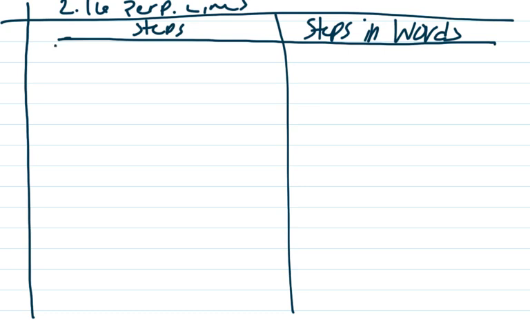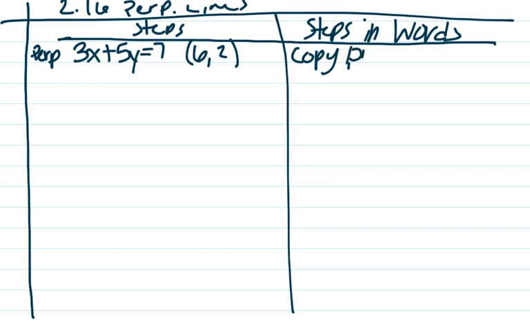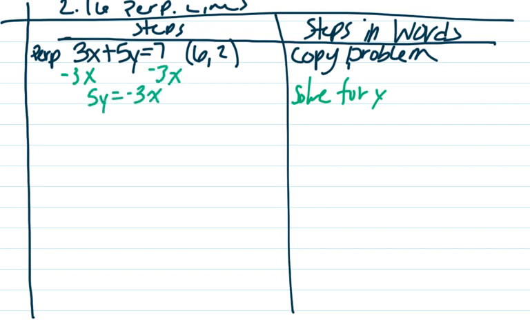Here we have 3x, so we know we want perpendicular. We have 3x plus 5y equals 7, and we have this point 6, 2. So copy the problem. We can't determine the new slope until we solve for y, so we have to do that first. I'm going to subtract 3x from both sides, so I get 5y equals negative 3x plus 7. And I'm going to divide by 5. So I get y equals negative 3/5 x plus 7/5.